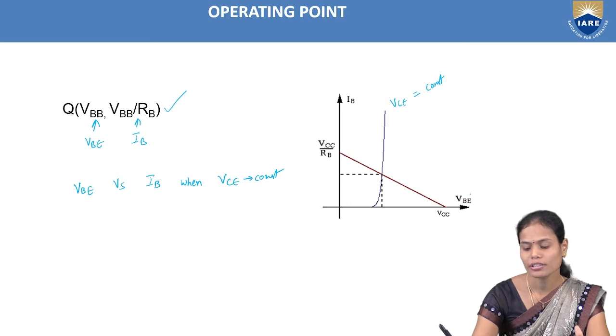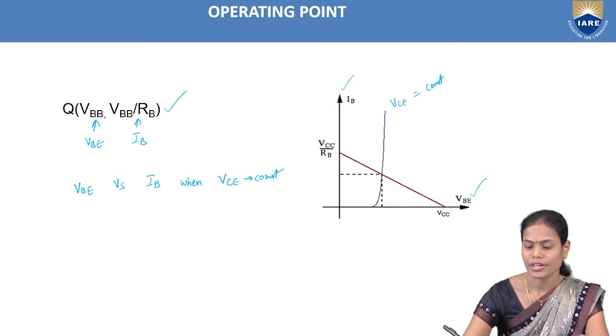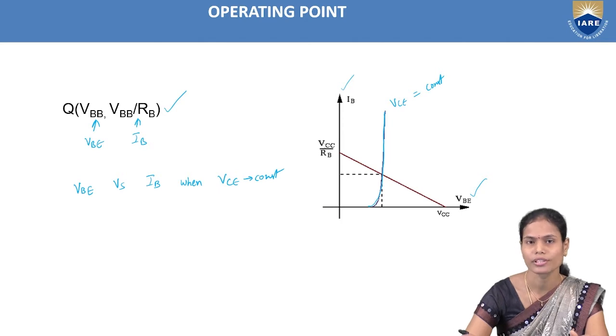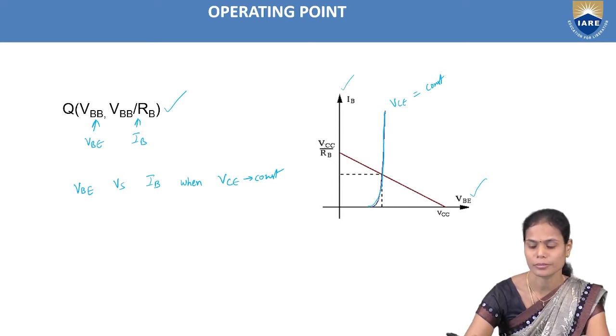Then we vary the VBE voltage, and we get the corresponding change in the IB current. That gives the input characteristics of the transistor. If we draw that, we get a curve like this. Why do the characteristics start from here, not from the origin? Because only after the cut-in voltage do we get a response. That is 0.3 volts for germanium transistors and 0.7 volts for silicon transistors.